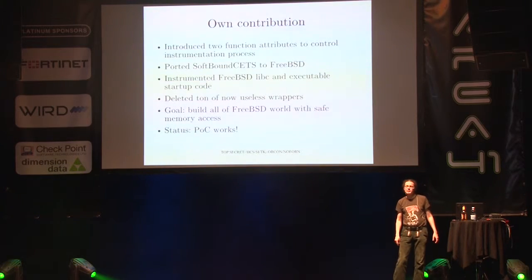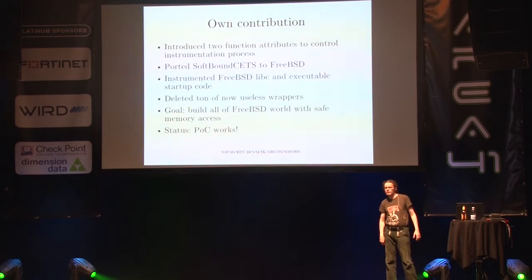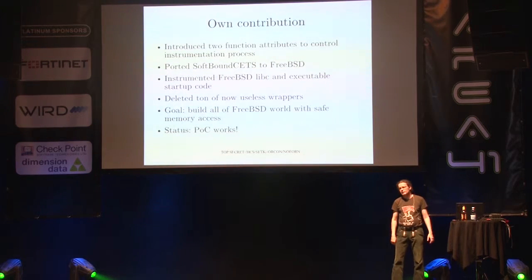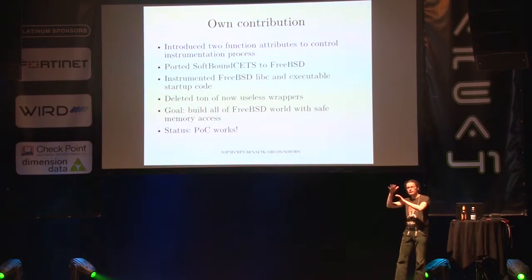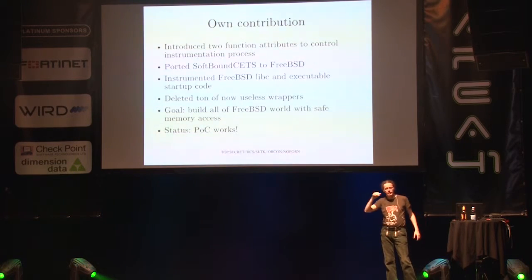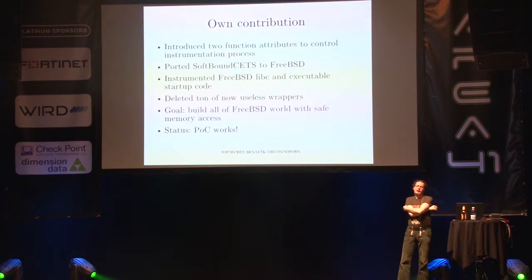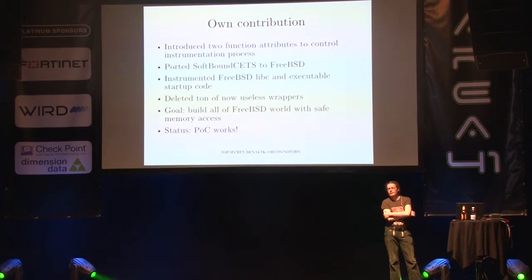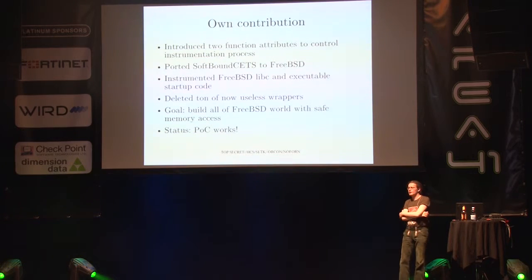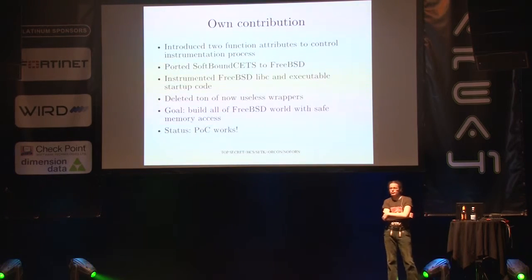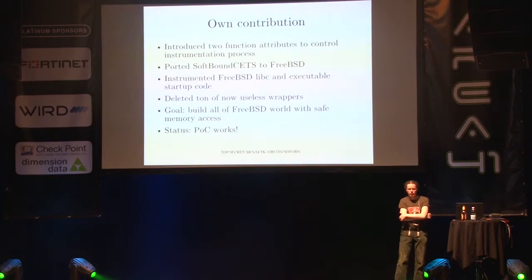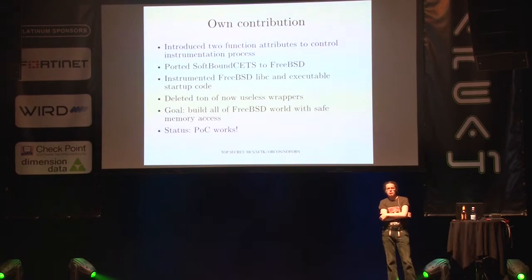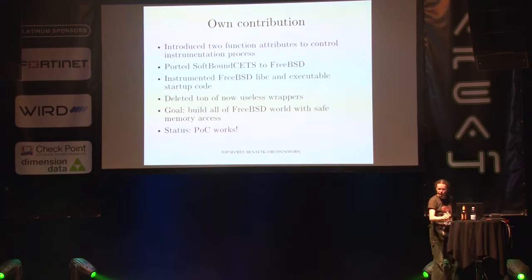We walked through the libc, instrumented the functions that needed to be instrumented, like system calls, like instrumenting the malloc. Because malloc and free obviously have to do magic things behind the scenes and generate the values that we did. We deleted a ton of user wrappers, and we ended up in a situation where a proof of concept now works. So we can compile the C library, compile and link a test program against that C library, run it, and it will successfully be able to make system calls, execute code, and detect buffer overflows. So we have a working proof of concept at the moment.